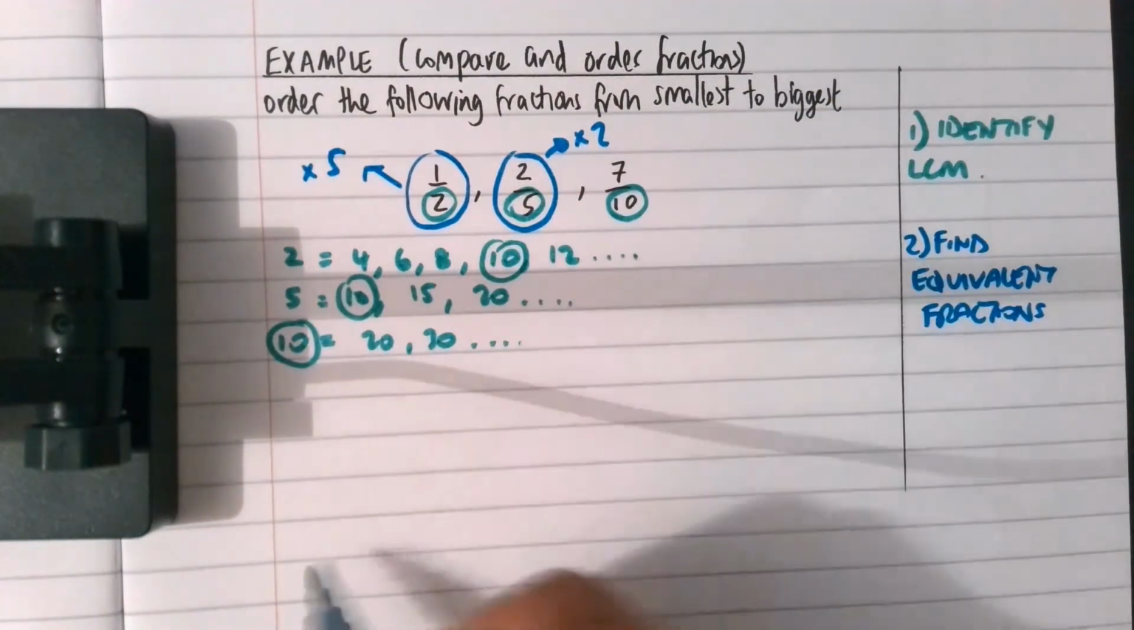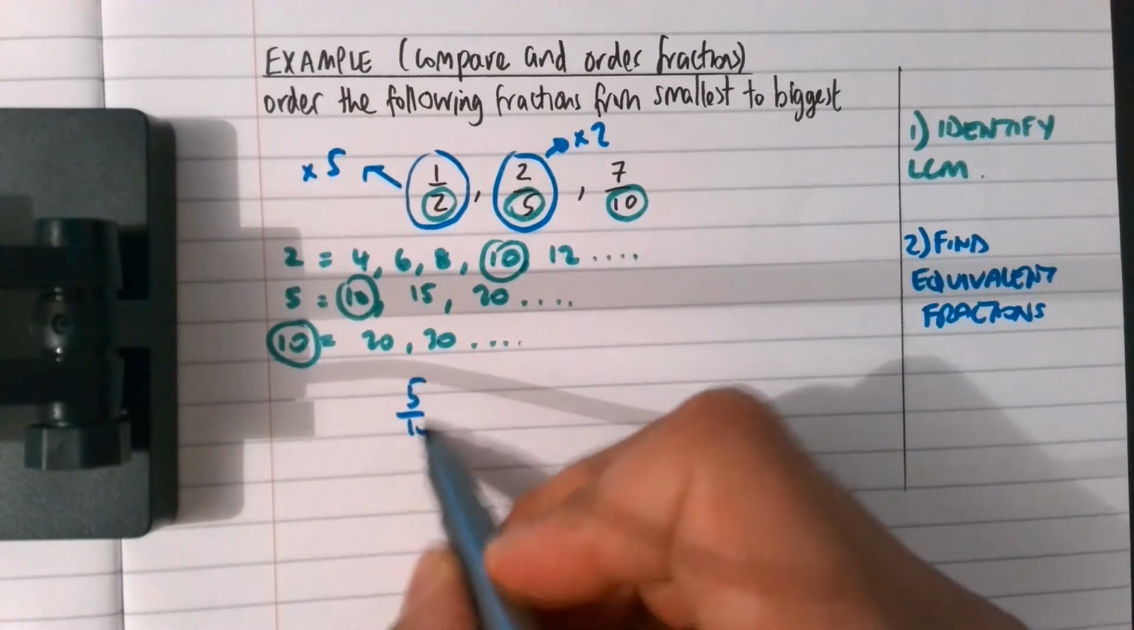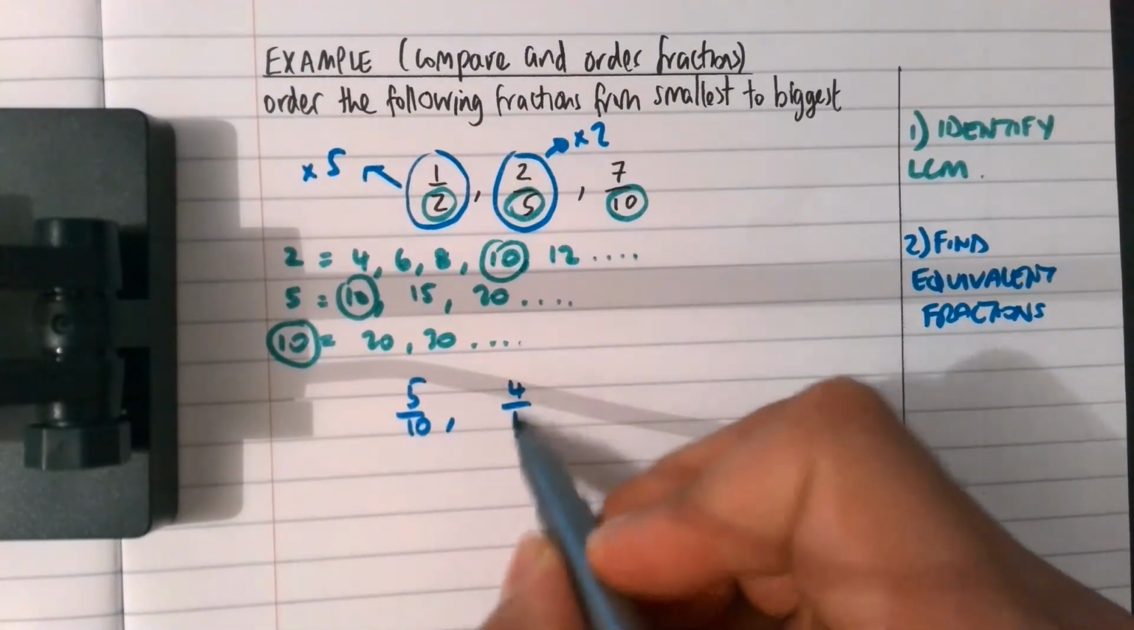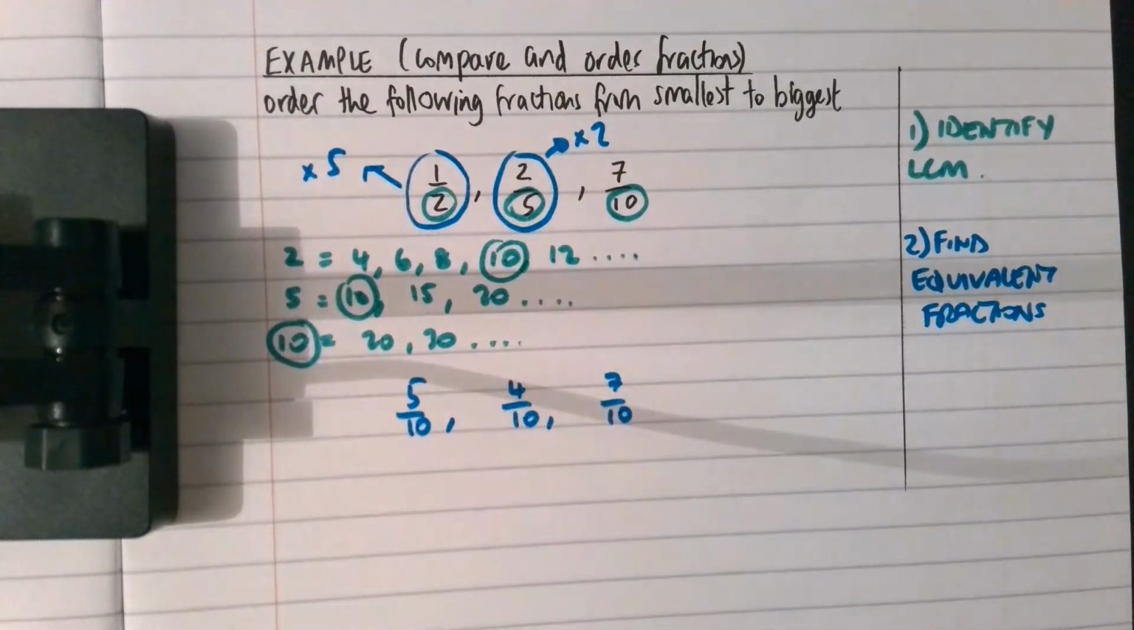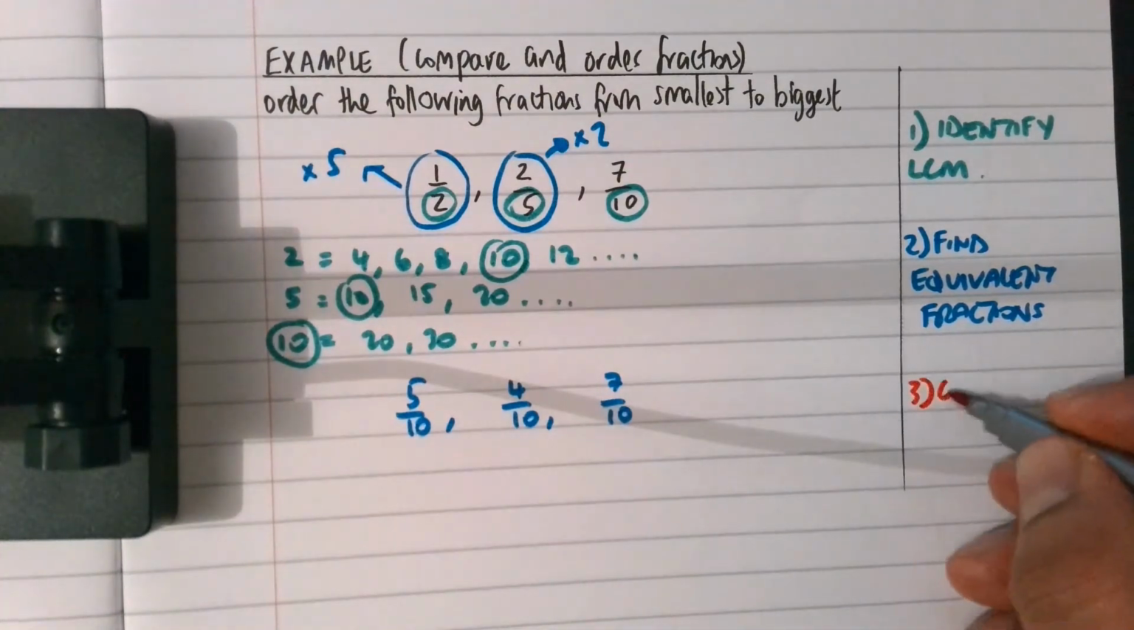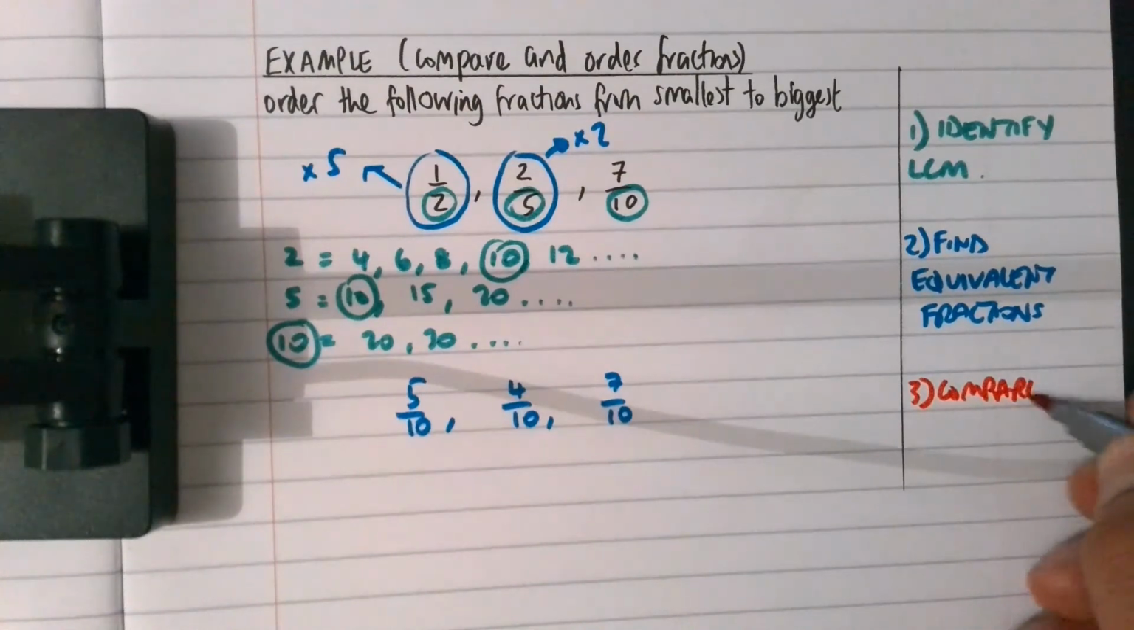So 1 over 2, when we scale up by multiplying by 5, we get 5 over 10. And when we scale 2/5 up by 2 we get 4 over 10, and then the last one stays the same. And the third step is just to compare the fractions.